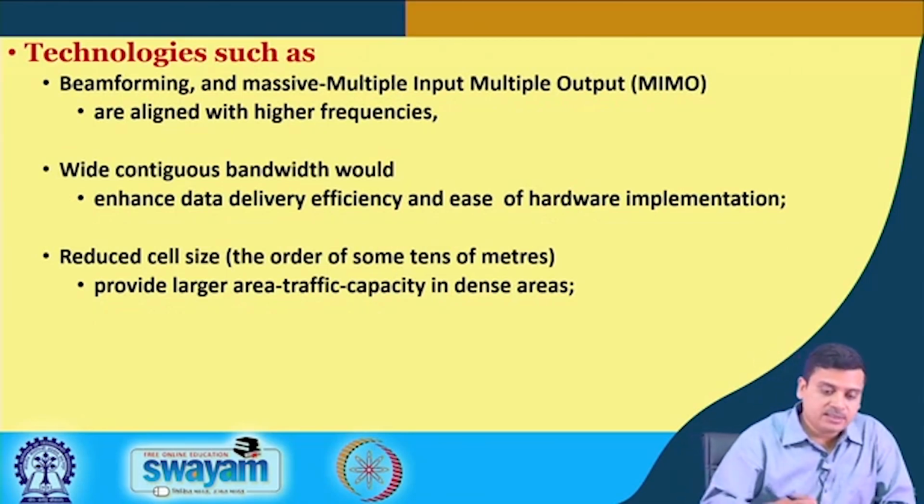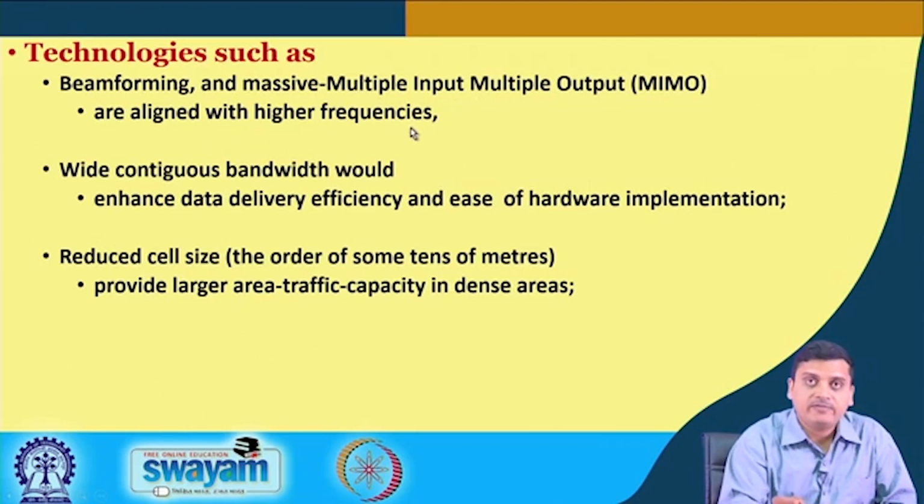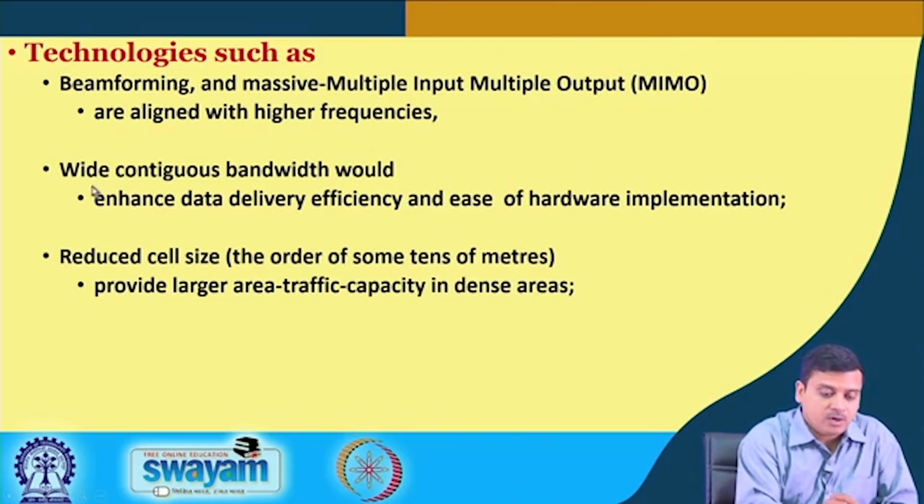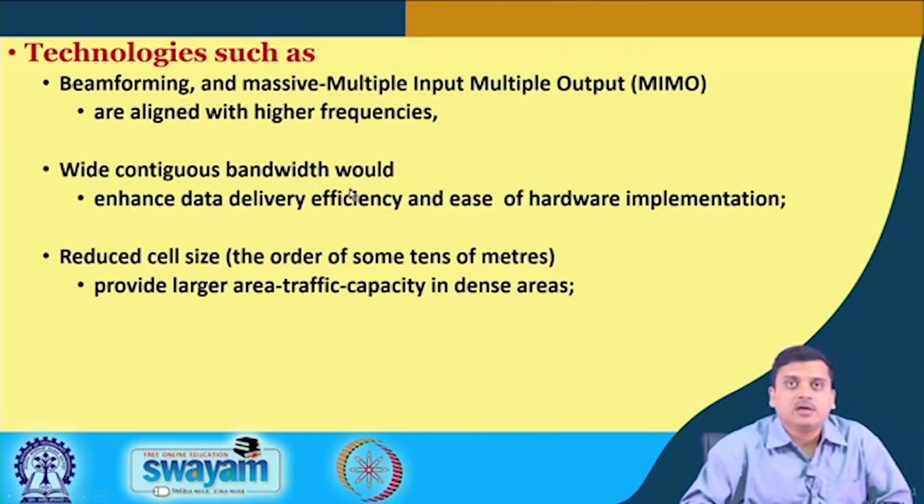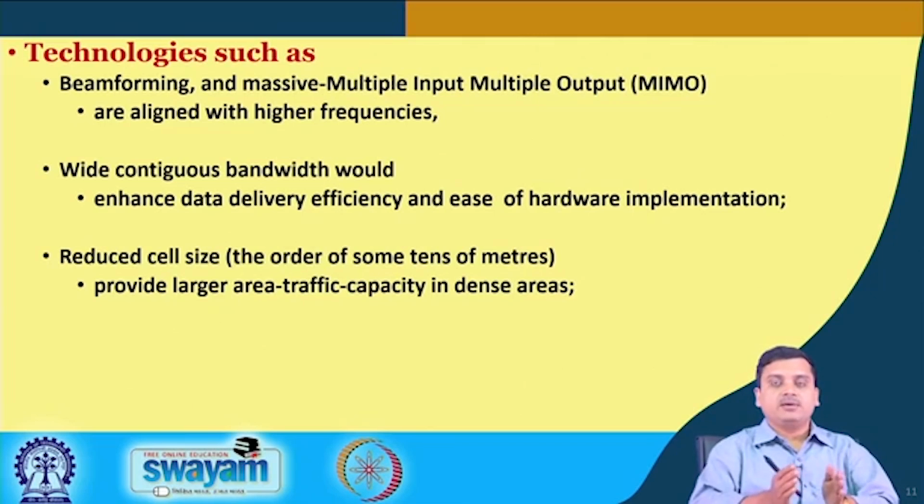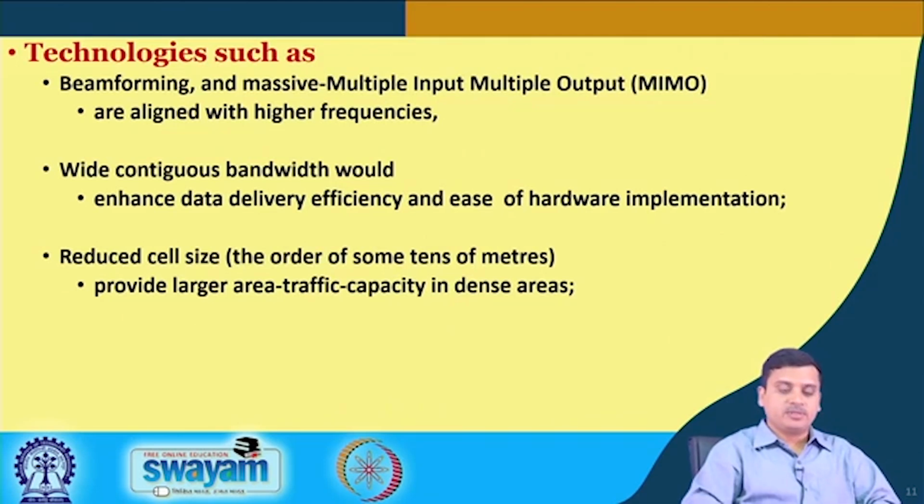And it also predicts that technologies such as beamforming and massive MIMO are aligned with higher frequencies. So, we will see these things in due course as we go down. Wide contiguous bandwidth, as has been discussed, is going to enhance delivery of data, because if the user can access a huge band, then that band can be supported in various forms, which again we will come and see.